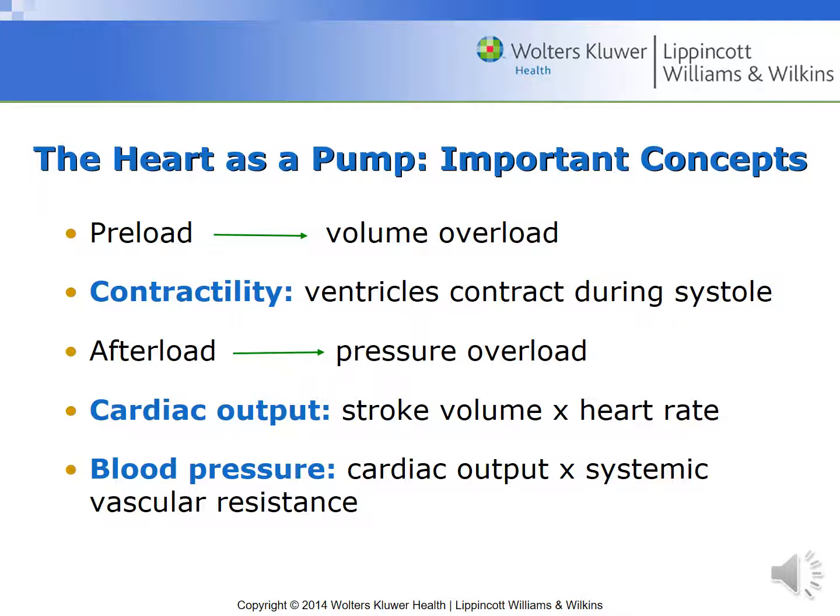Contractility is when the ventricles contract during systole. So if you see the term contractility, we're talking about when the ventricles contract during systole. And then the cardiac output is the volume of blood ejected from each ventricle during a 1 minute period, and is determined by the heart rate and the stroke volume. We know what heart rate is, and stroke volume is the volume of blood ejected with each heartbeat. The stroke volume will depend on the preload, the afterload, and the contractility.